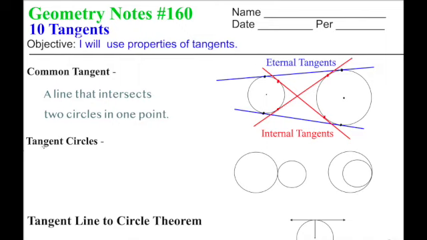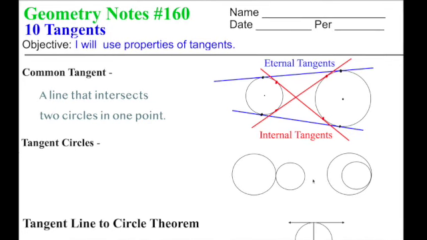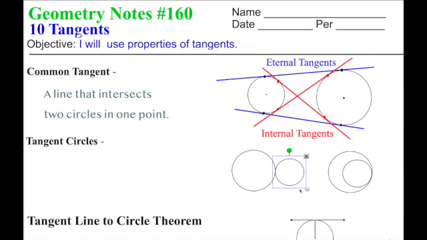The next thing we're going to look at is called tangent circles. So not just a line can be tangent to a circle, but a circle actually can be tangent to another circle. This circle right here possibly touches that circle in one point. That would be tangent. If it touches it in 2 points, it's not tangent. Now, there's two possible cases.